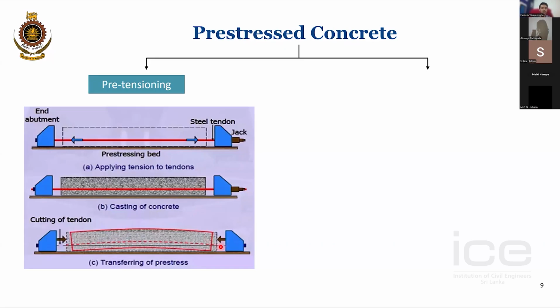Then when you cut this off, what will happen? Initially the pre-stressing strand is in stretched tension, so it will try to come back to the original position. And in doing so, it will apply a compressive force on the concrete, so it will be deflected upward. So this is the transferring phase of the pre-stress. We call it the transfer stage, basically the manufacturing stage. So this is called pre-tensioning.